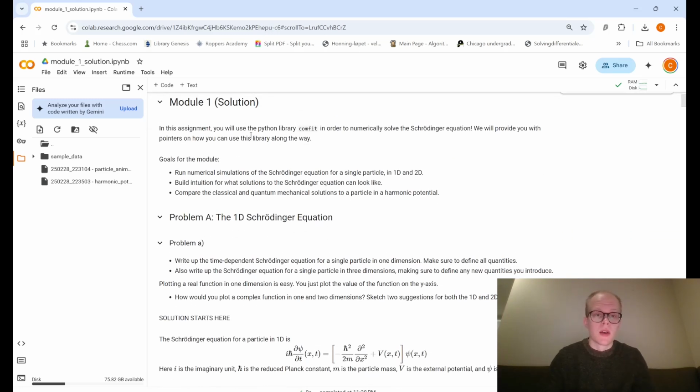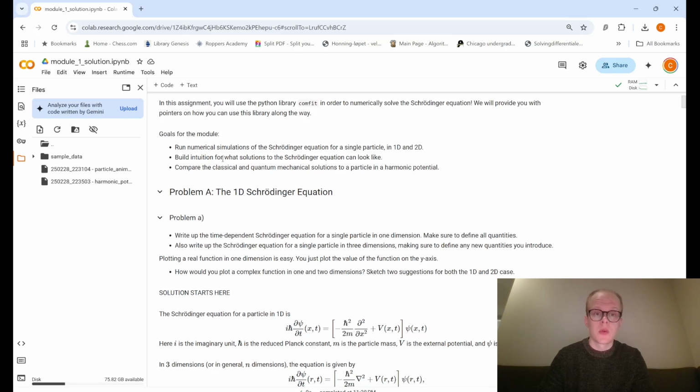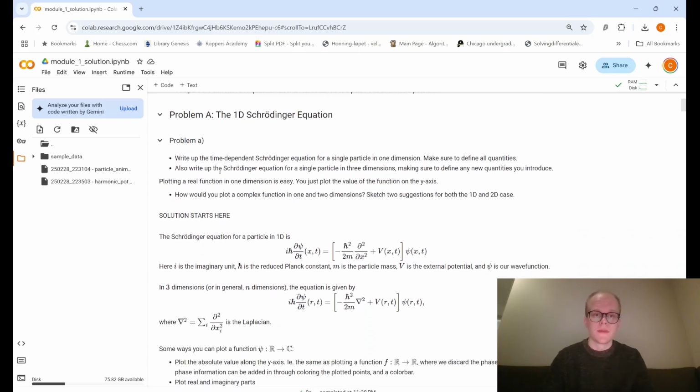The goal for this module is to run some numerical simulations of the Schrodinger equation for a single particle in 1 dimension and 2 dimensions. And we want to build some intuition for what solutions to the Schrodinger equation can look like. Additionally, we want to compare the classical and quantum mechanical solutions to a particle in a harmonic potential. All right, let's get started with the first problem.